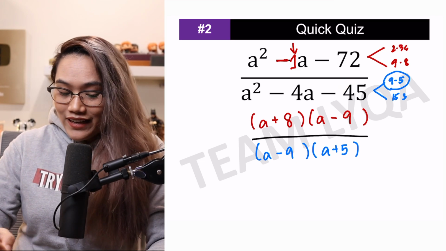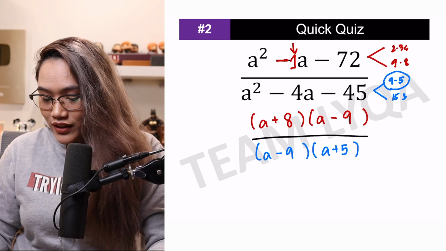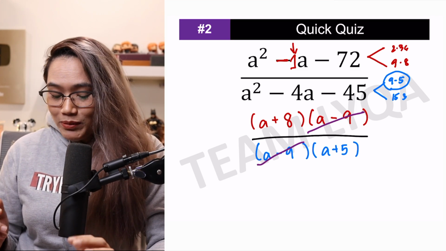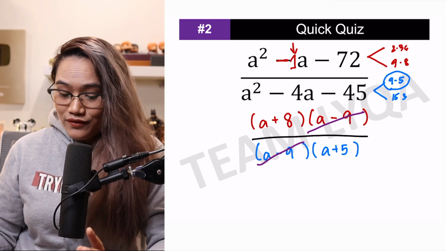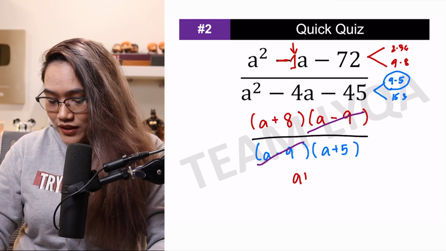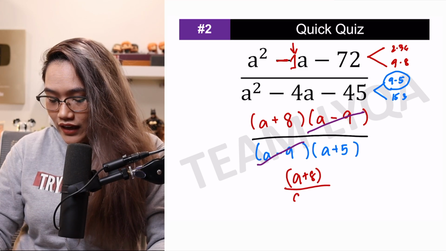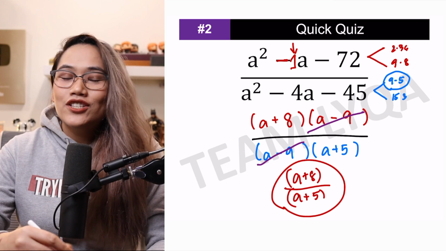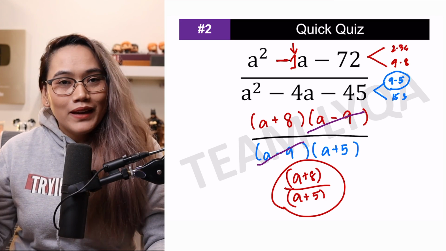So we're done. Now, it's time to cancel. Meron kang A minus 9 sa taas, A minus 9 sa ilalim. Yung natitirang A plus 8 at A plus 5, wala na tayong magagawa dyan. So ang tamang sagot, A plus 8 over A plus 5. Okay? Now again, it's all about taking it one step at a time.